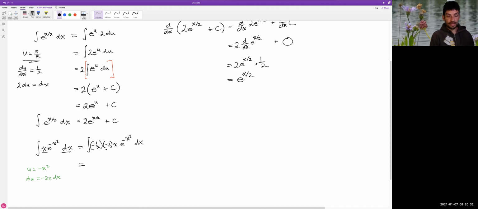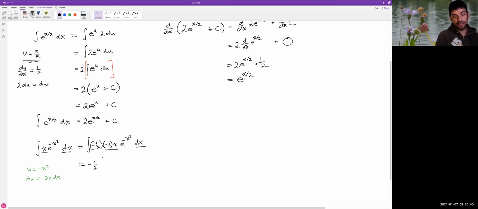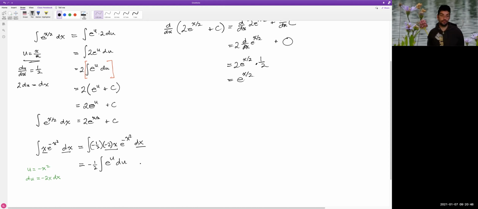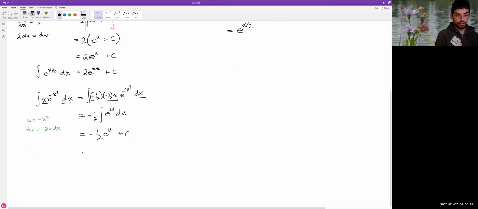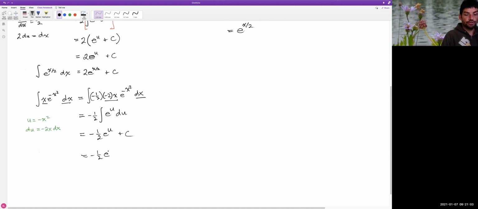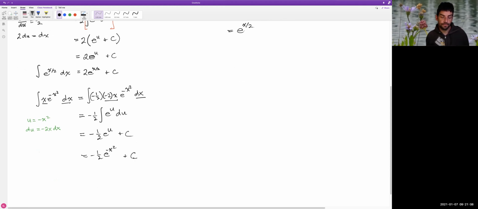So now I see that I've got my negative 2x dx. That can be replaced by du. I've still got a negative 1/2. I'm going to go ahead and slide that out front. And this e to the negative x squared will become e to the u. And there's my exponential again. And I get negative 1/2 e to the u plus c. And then I have to put the original substitution back in. So u becomes negative x squared, and there's my plus c.